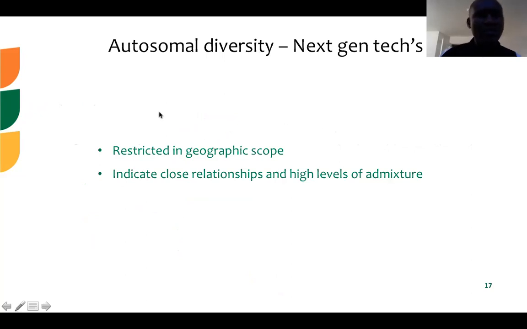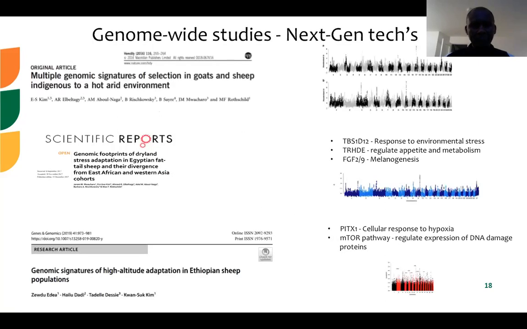So, as observed with the data on microsatellite markers, we find that even with data using autosomal genetic markers, or SNP genotype data, most of the studies are restricted in their geographic scope, and they also indicate a very close genetic relationship and high levels of genetic admixture in the breeds analyzed.